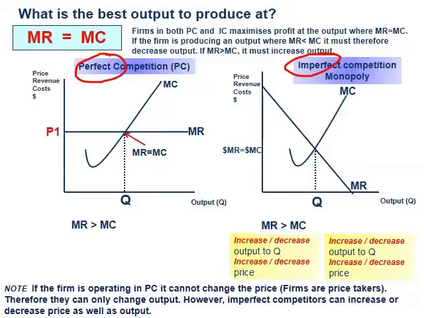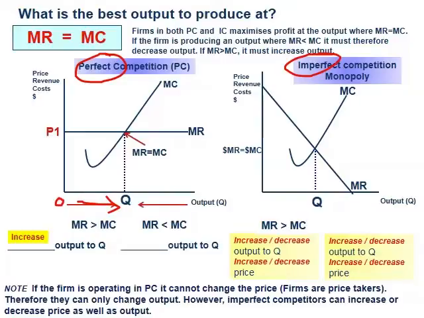So we take a point, and we can see there, any point from 0 to Q, you can see marginal revenue is above marginal cost. So what should the firm do? Well, the answer is it should increase output. At any point quantity past Q, marginal cost is above marginal revenue. So what should the firm do? Decrease output.